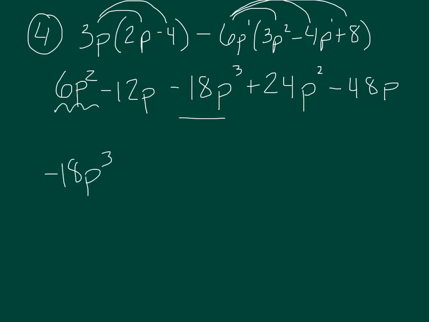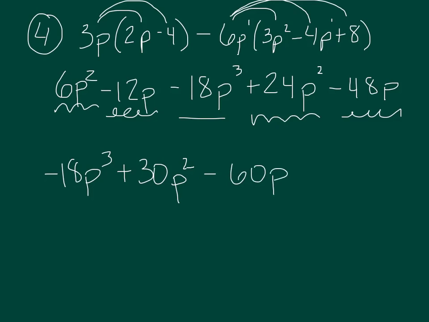Then you have 6p to the second. Well, that's going to go with positive 24p to the second. Positive 6 and positive 24 gives you a positive 30p to the second. Remember, when we're adding and subtracting, we don't combine those exponents, so we just keep them what they were. And then you have a negative 12p, which will go with a negative 48p, which will give you a negative 60p. Okay, so when there's multiple parentheses, you're going to have to combine like terms at the end.